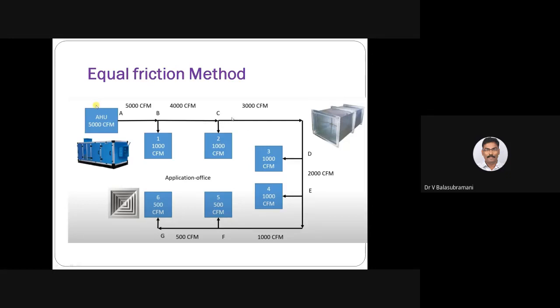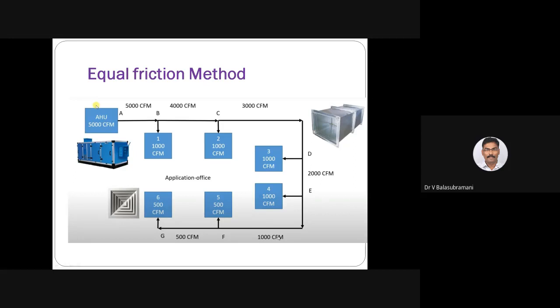And then once again from C to D, the air quantity is equal to 3000 CFM. In between D and E, the air quantity is 2000 CFM, and between E and F, the air quantity becomes 1000 CFM, and last it becomes 500 CFM.